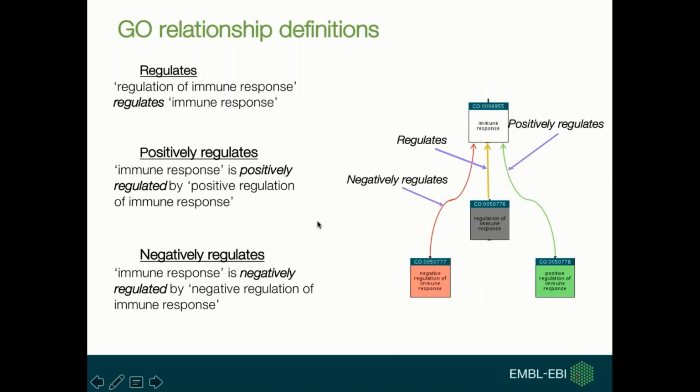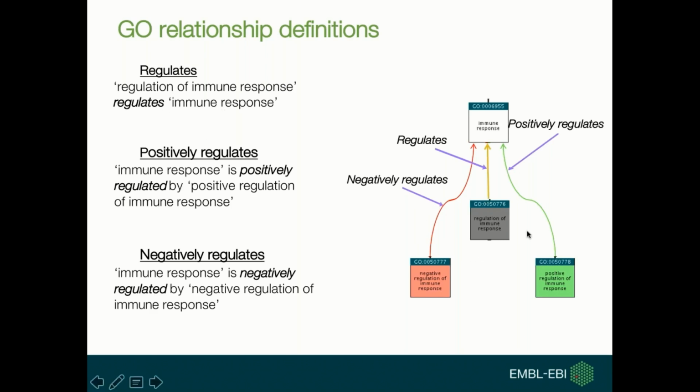There are three regulates relationships: regulates, positively regulates, and negatively regulates. Yellow represents regulates, green is for positively regulates, and red is for negatively regulates. And here is an example of how these relationships are used. For regulates, we say the regulation of the immune response regulates the immune response.